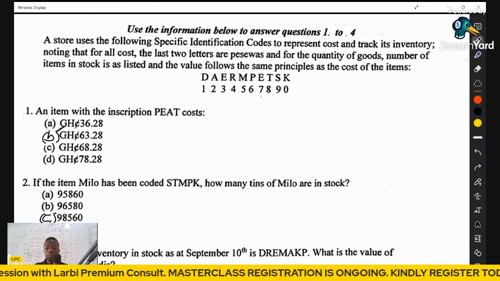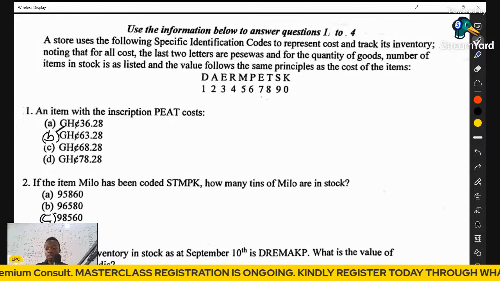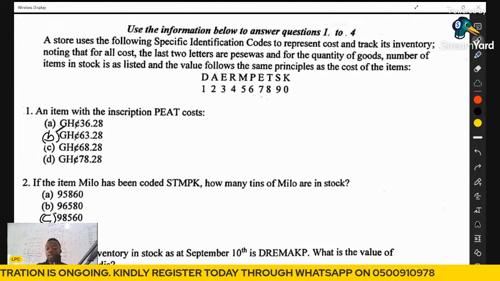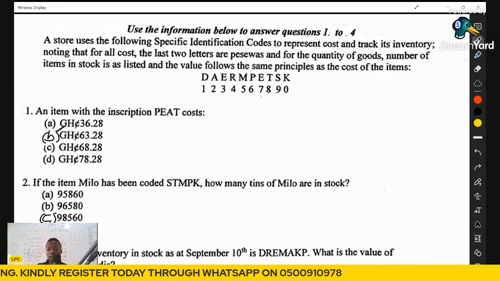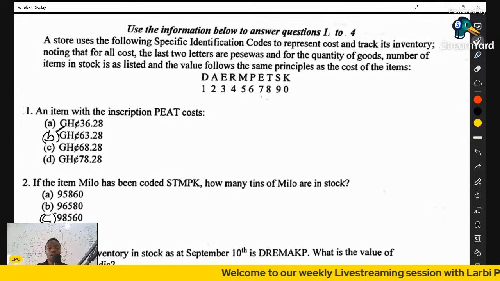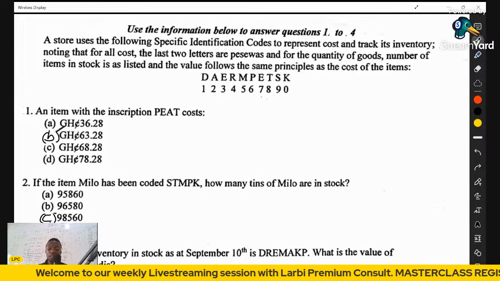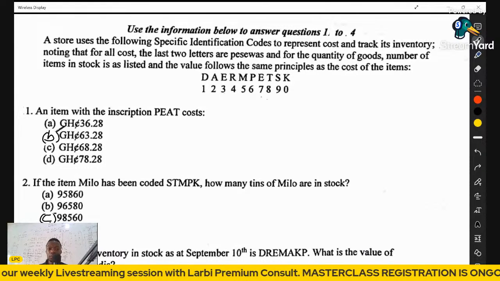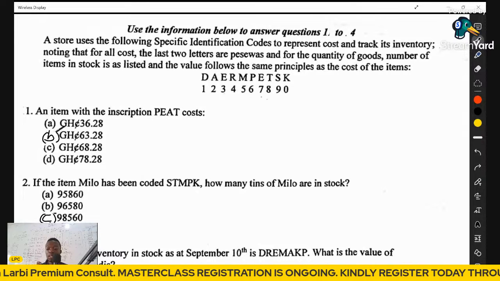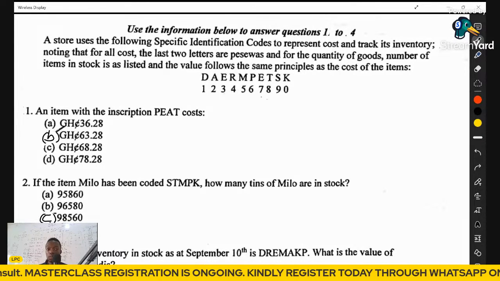A store uses the following specific identification codes to represent costs and track its inventory, noting that for all costs, the last two letters are pesos, and for the quantity of goods, the number of items in stock is listed, and the value follows the same principle as the cost of the item. So these are the codes. We have the letters and we have the numbers. Okay, so this method of checking the value of inventory is what we call specific identification codes.